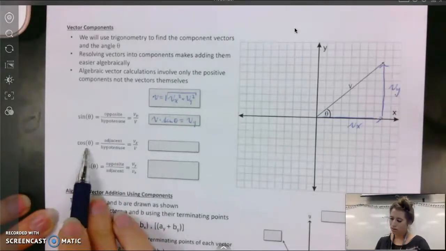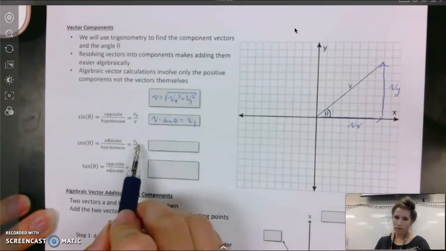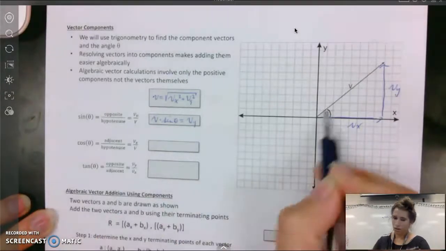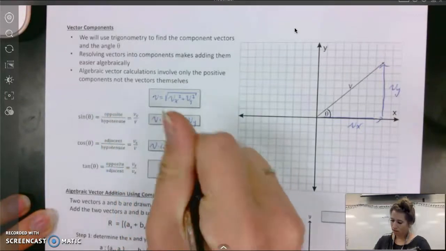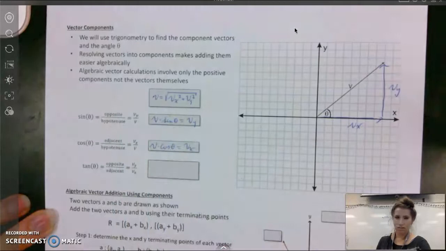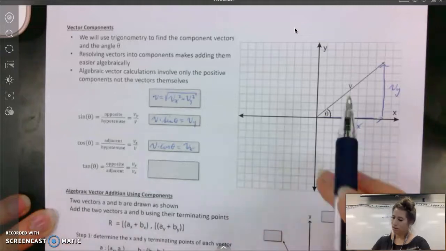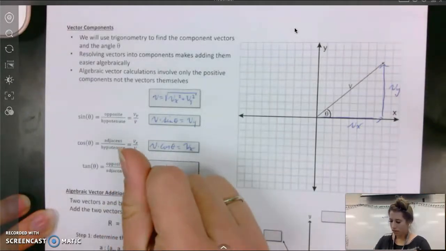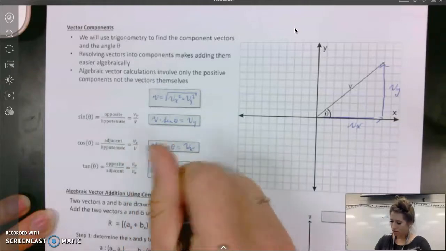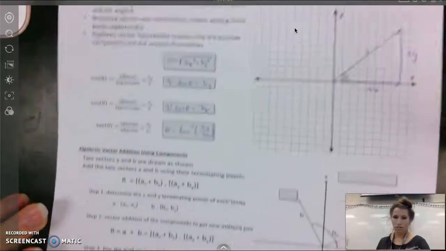Similar concept here, cosine is adjacent over hypotenuse. But if we want to know that adjacent, that v sub x, we'll multiply the magnitude of the hypotenuse to both sides. So v times the cosine of theta is going to equal v sub x. Okay. Now, if tangent is opposite over adjacent, we can take the tan inverse of opposite over adjacent, and that will tell us theta. Okay, and we're going to be using each of those.